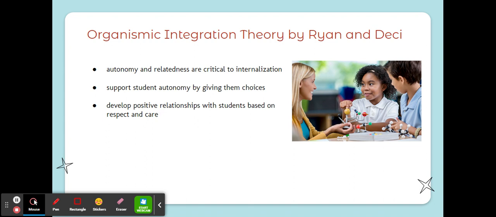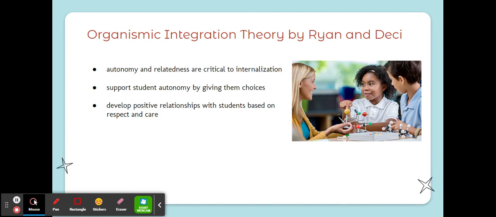Educators should strive to motivate students to value and self regulate tasks that are not inherently interesting and to carry them out on their own without external pressure. SDT addresses this issue in terms of fostering the internalization and integration of values and behavior regulations. Organismic integration theory, developed by Ryan and Deci, states that autonomy and relatedness are critical to internalization.